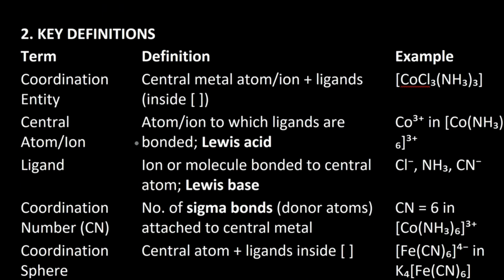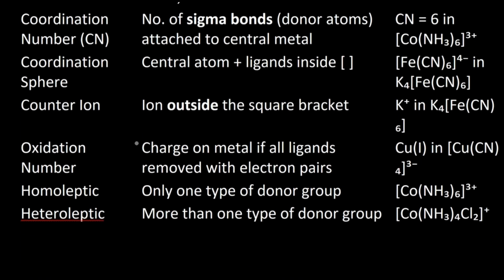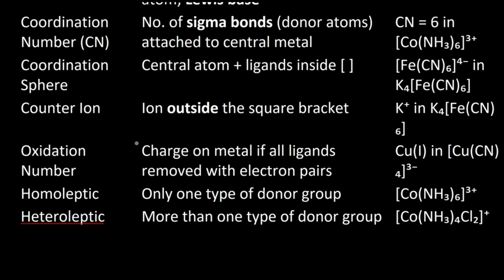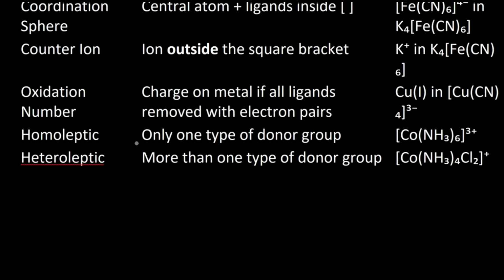And the next thing is basic terminologies like what is coordination entity, central metal atom, ligand, coordination number, coordination sphere, and what is a counter ion. Counter ion: if the coordination sphere is negative, then the counter ion will be positive. If the coordination sphere is positive, then the counter ion will be negative. Okay, and oxidation number: while calculating the oxidation number, please make sure what type of ligand you are dealing with, bidentate ligand or tridentate ligand. Okay, and homoleptic and heteroleptic. Homoleptic means only one type of donor group is there, for example this one, and heteroleptic means more than one donor group is there. Here we have amine and chlorido, right?